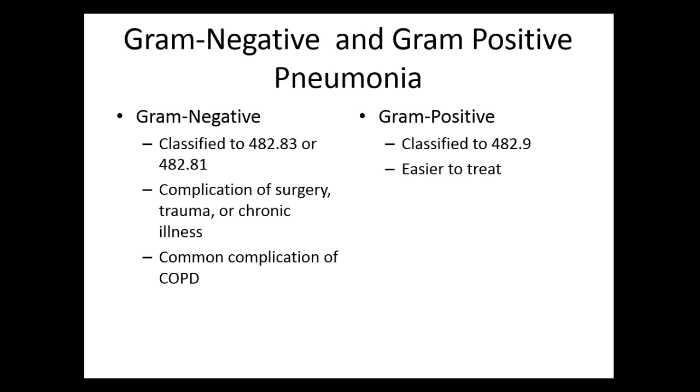Gram-positive pneumonia, not otherwise specified, is classified to 482.9, bacterial pneumonia unspecified. This type of pneumonia is far easier to treat and requires the expenditure of fewer resources than the treatment of the gram-negative pneumonia.